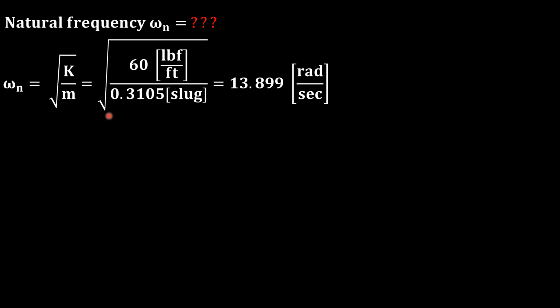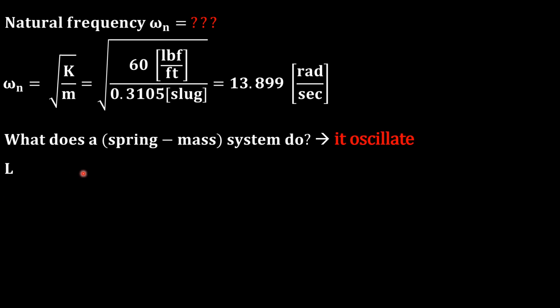Now, you can also learn what a natural frequency is just by looking at the units. Here we want to know, what does a spring mass system do? It oscillates. So when we say oscillate, what does oscillating mean? It means it moves or swings back and forth. So here we're talking about linear motion, representing it as a circular motion.